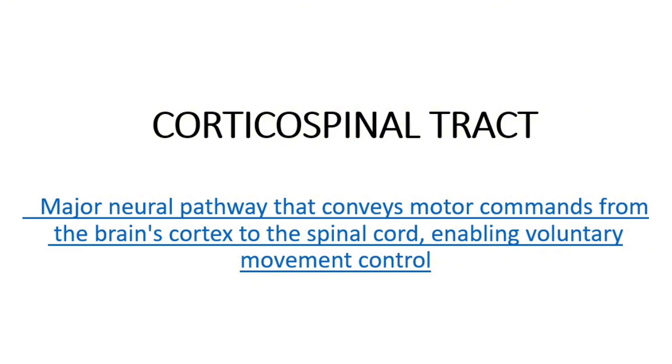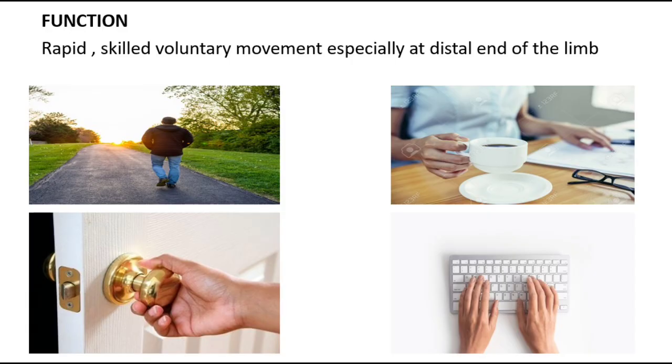After this tract terminates, at that particular point it would synapse with the lower motor neuron and ultimately reach the skeletal muscles or any gland and so on. Okay, so in this way it controls the motor activity. Now we're gonna talk about the functions, like which functions are performed via this tract.